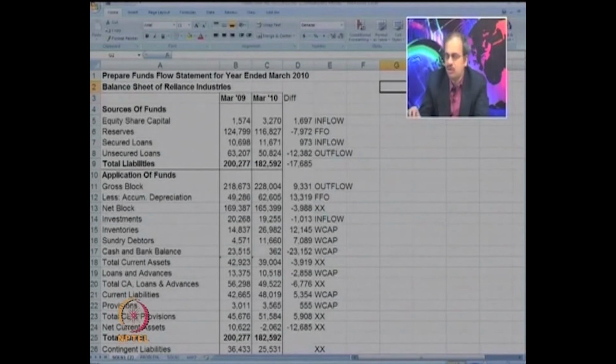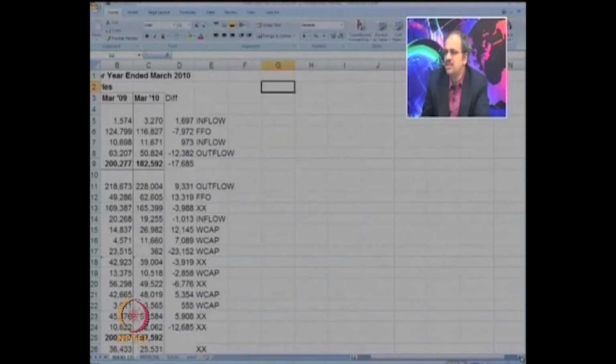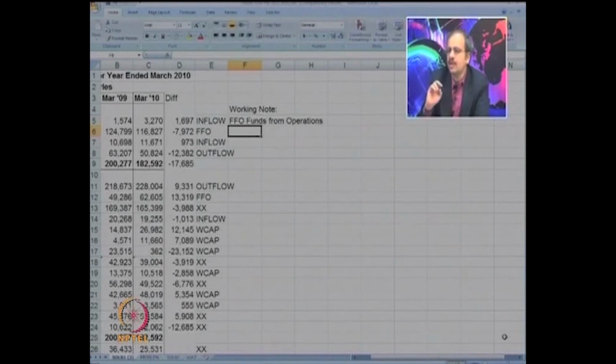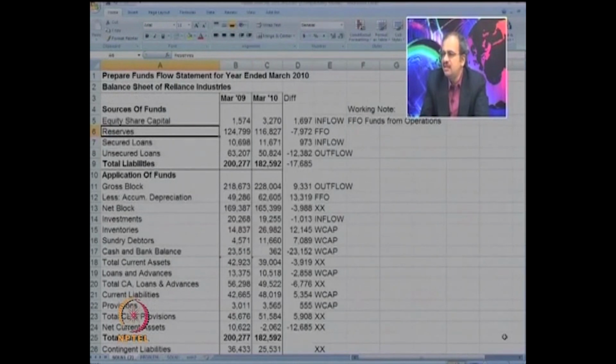So let us make a working note first, which is on calculation of working capital. I am requesting that you also try to solve with me so that you really understand exactly what I am doing. So first we will make it for FFO, full form is funds from operations. Here we are trying to start with profit and make relevant adjustments to know what was the money coming in from operations. Here you can see the change in the reserve, we take it as a proxy for profit.